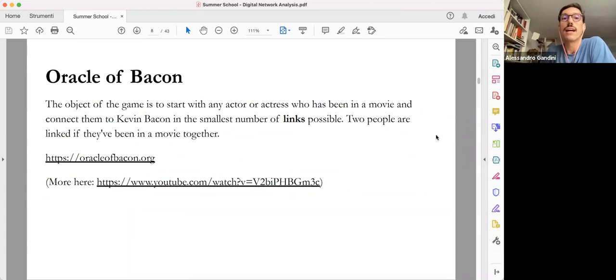This is the Oracle of Bacon. This is a website which some people who probably do not have anything better to do have created to explain social networks to students by using movies that Kevin Bacon and other actors have been in. By clicking on this link, you go on a website which will allow you to connect Kevin Bacon to any other actor in Hollywood and see how many degrees of separation he has from basically anyone else. And that's quite funny, but it gives you the idea of the small world theory and how relevant it is in the understanding of networks broadly intended.